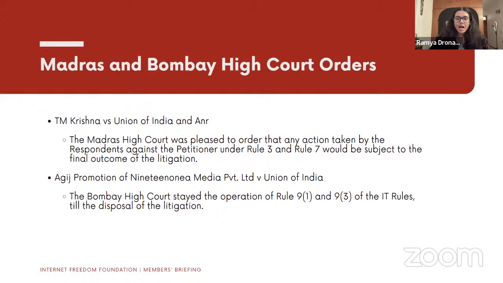So for context, Rule 3 of the IT rules gives a bunch of conditions and prerequisites that a social media intermediary, or an intermediary also, must fulfill. And Rule 7 threatens that if you do not fulfill the conditions of Rule 3 and all the other rules in the IT rules, then they would be subject to penal prosecution. So it is a requirement to do certain things and a threat to get prosecuted if you do not do certain things. So this is an order we got in the Madras High Court, and so currently the government cannot take any action against TM Krishna for not complying with the rules required under Rule 3 till the litigation is over.